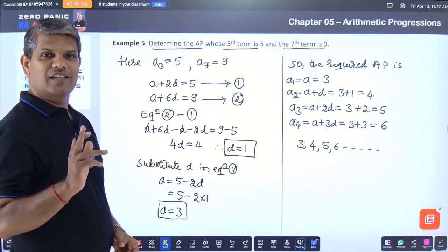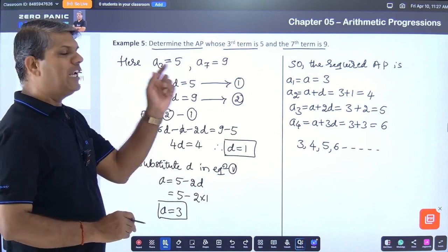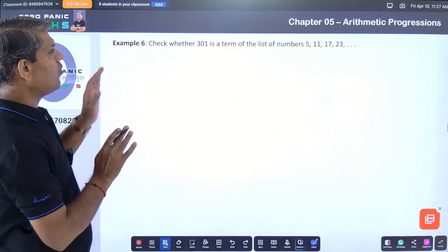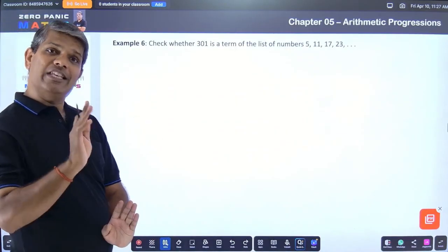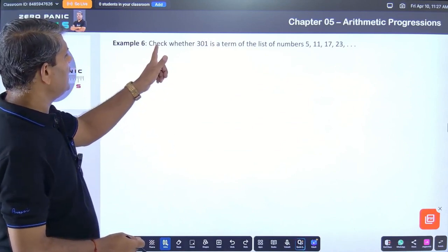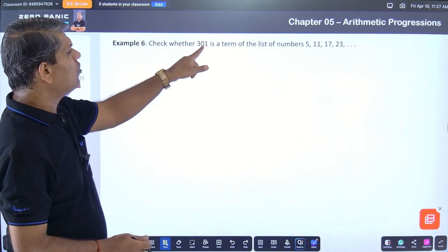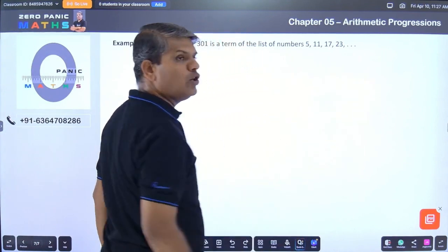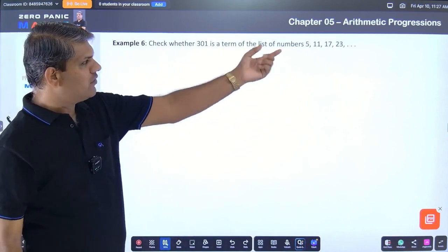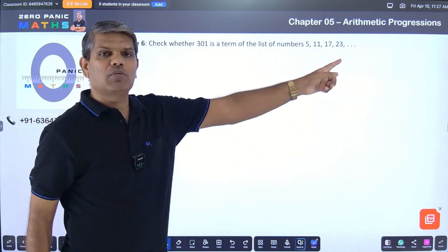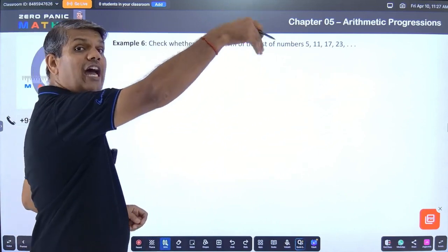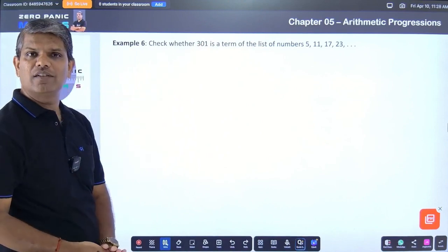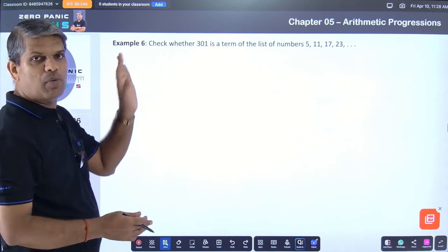You understood this? Is it interesting? Okay, let us see some more examples. Again, the problem here is to find out n only. What they are saying is check whether this 301 comes in this list. If you go on increasing the values with a constant, fixed difference in this arithmetic progression, at some nth position, are you going to get 301? That is what the problem here is.